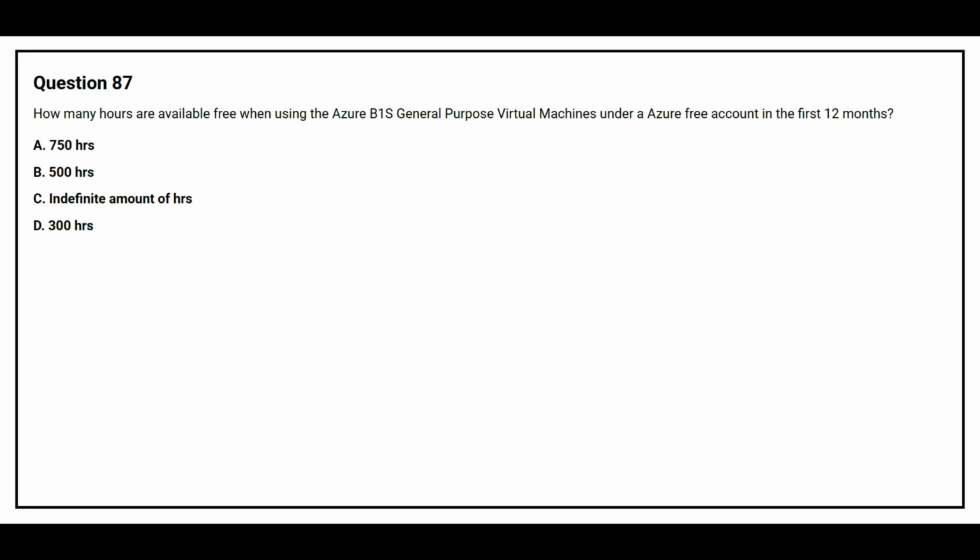Question number 87. How many hours are available free when using the Azure B1S General Purpose Virtual Machines under Azure Free account in the first 12 months? Option A, 750 hours. Option B, 500 hours. Option C, indefinite amount of hours. Option D, 300 hours. The correct answer is Option A, 750 hours.